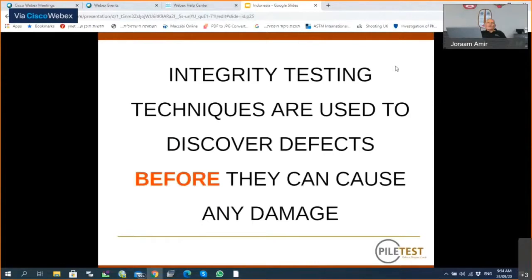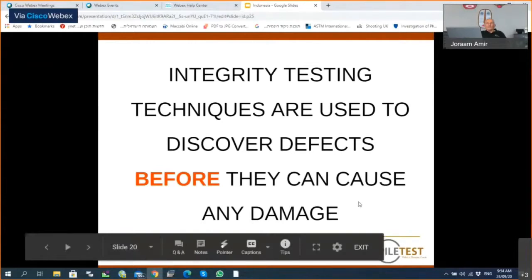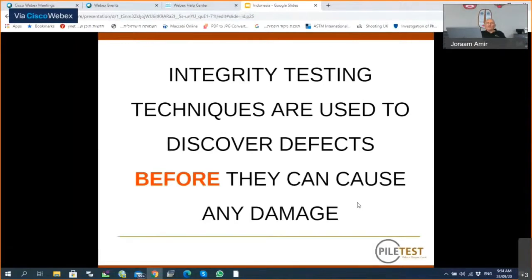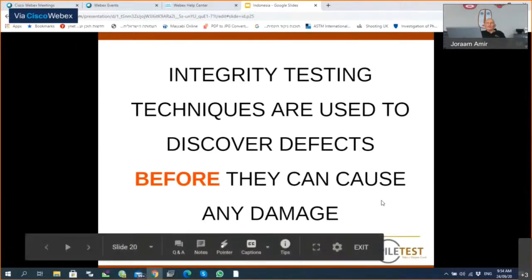Now, we have integrity testing techniques, which I'm going to tell you about today, and they are used to discover defects before they can cause any damage. If you build a building or a bridge or any other structure on faulty piles, they can cause a lot of damage. If you manage to locate and expose these piles before you build on them anything and before you apply the load, you can avoid a lot of damage.